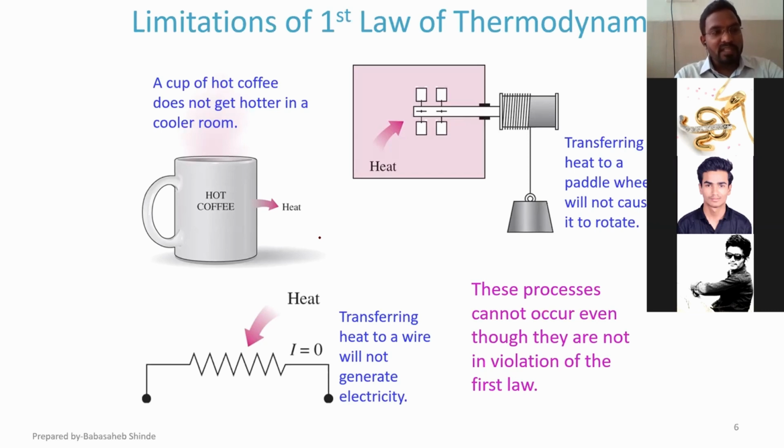But even if I say that instead of transferring heat from coffee to atmosphere, heat is being absorbed from the cold atmosphere and coffee is getting further hot. If I say that, even then the first law is not being violated. So that is the limitation of first law.